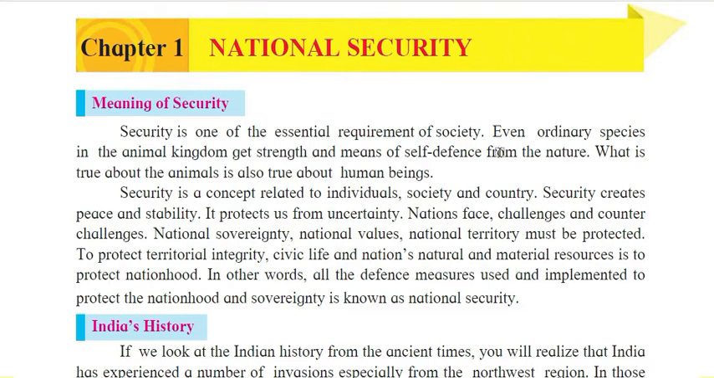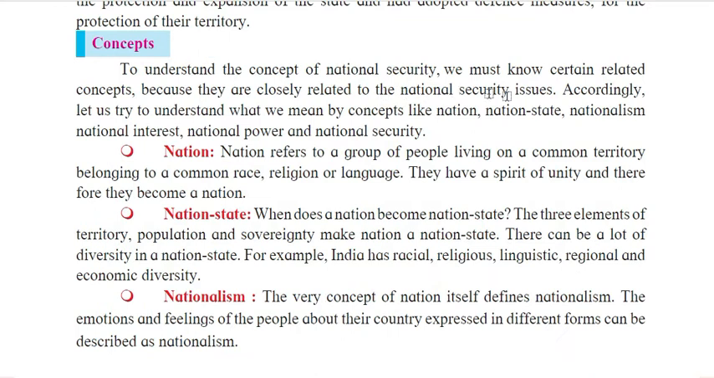In today's video session, we are going to discuss national security, the very first chapter of the Defense Studies Workbook of 9th Standard. To understand the concept of national security, we must know certain related concepts because they are closely related to the national security issue. Let us try to understand what we can mean by concepts like nation, nation state, nationalism, national interest, national power and national security.